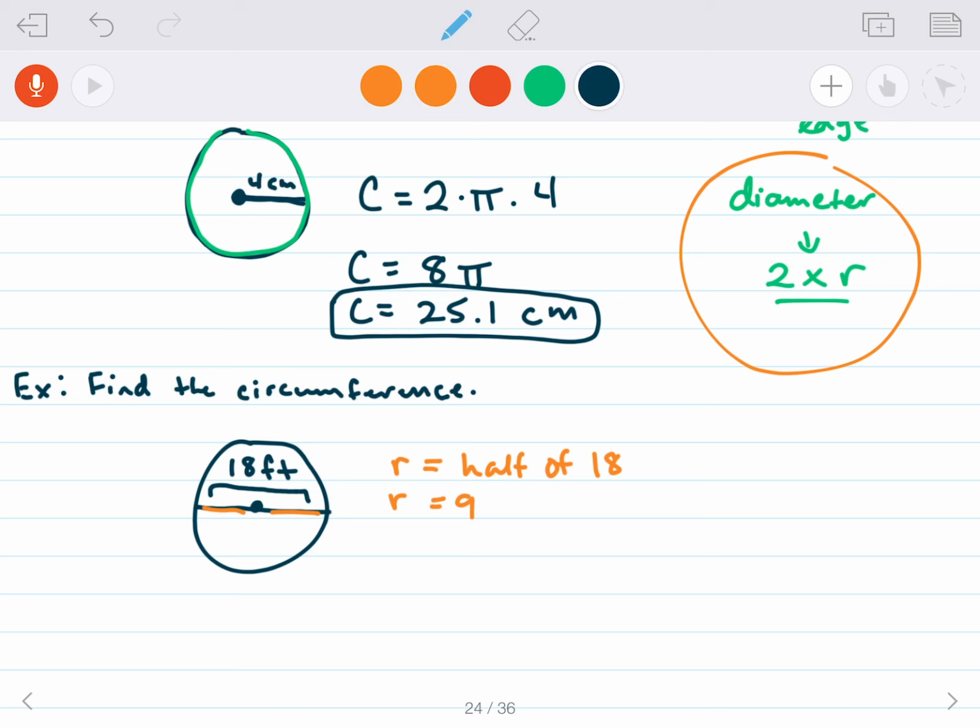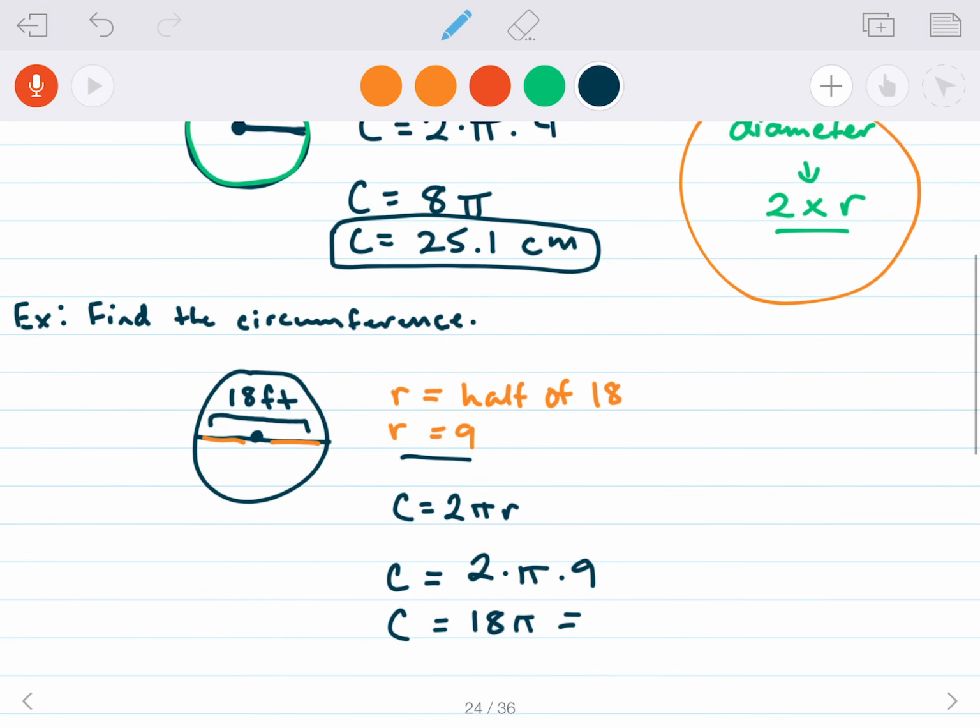So now we can use our circumference formula. Circumference is 2 times pi times the radius. In our case, the radius is 9. It's just half of the diameter. So we get 2 times pi times 9, 18 times pi. In my calculator, if I do 18 times pi, I'm getting approximately 56.5.